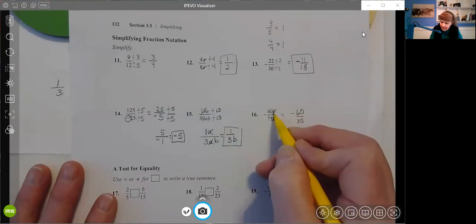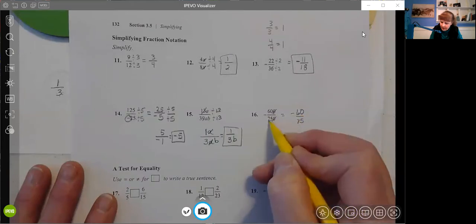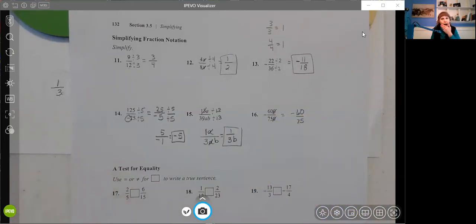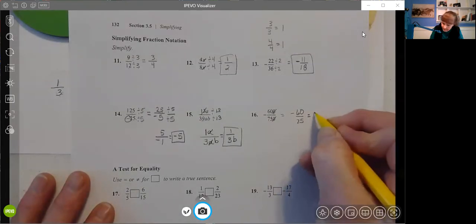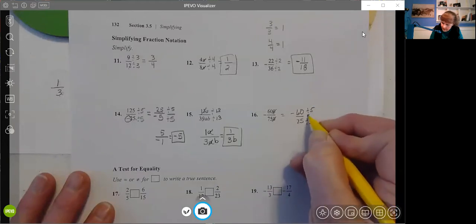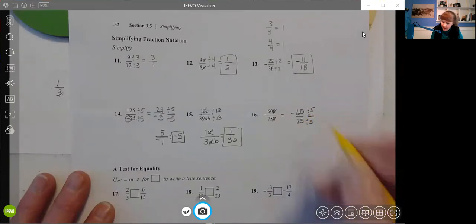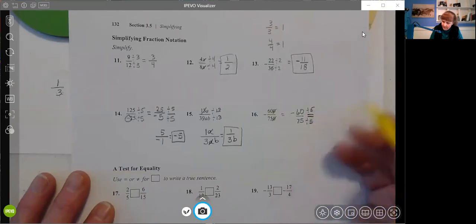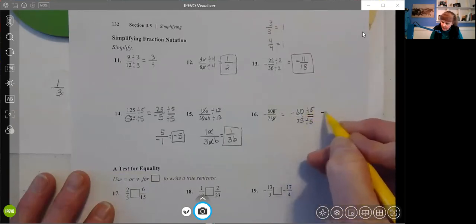So this divided by 10 leaves you with 60. This divided by 10 leaves you with 75. All right, but I don't think we're done. Now our last digits are 0 and 5. Well, that tells us that 5 goes into both of those. So let's take a negative 60 divided by 5. So we're going to divide them both by 5 because they end in a 0 and a 5. So I know that 5 will go into them. So that leaves me with a negative 12.